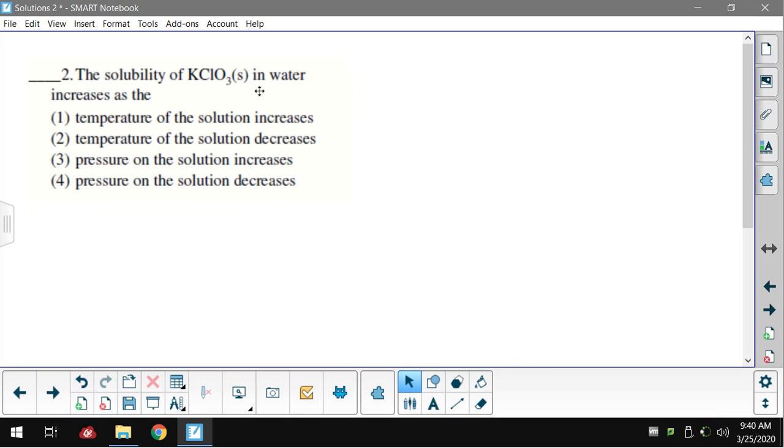So the solubility will increase as the temperature of the solution increases. Pressure will have no effect whatsoever because we're talking about a solid. Pressure only affects gases.